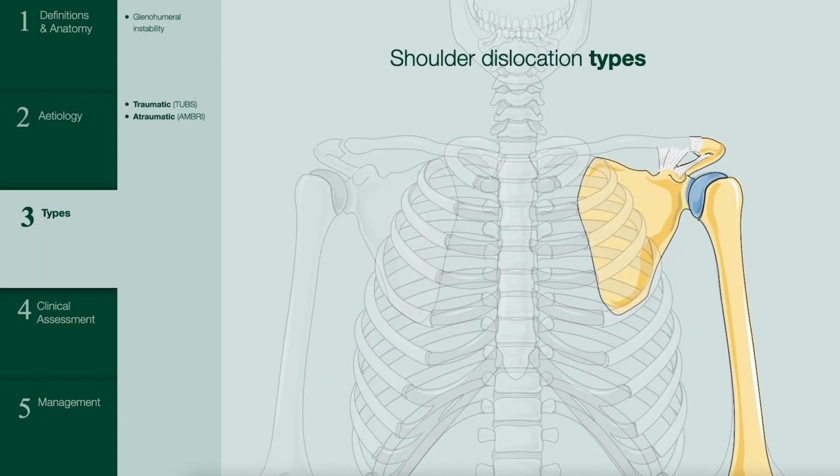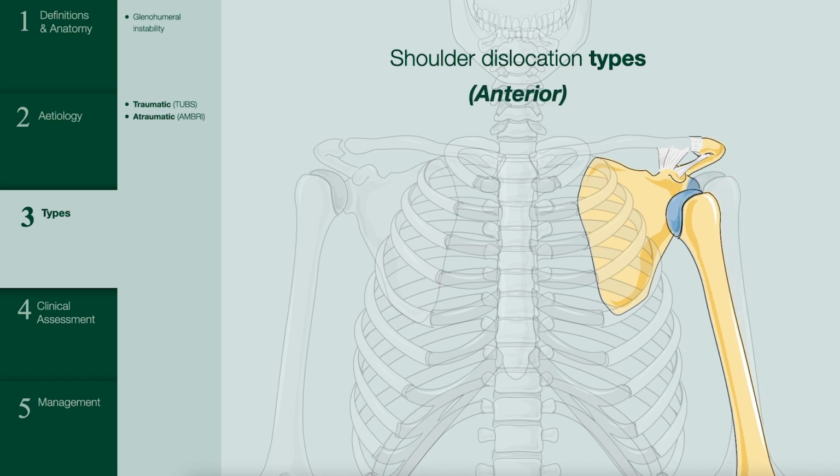Shoulder dislocations are broadly categorized into four categories. These categories are based on the location of the humeral head post-dislocation, which may be anterior, which is the most common, posterior, anterior superior, or inferior. We will discuss each of these in a little bit more detail.